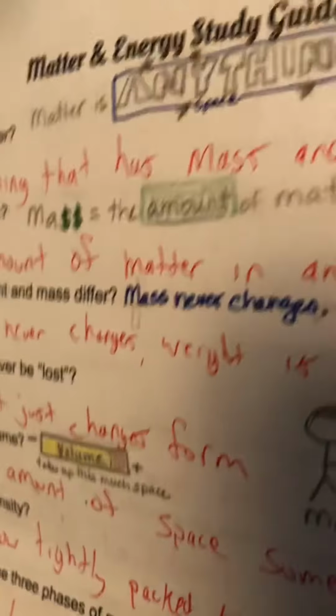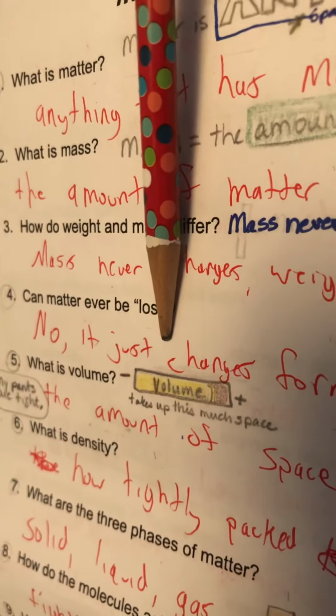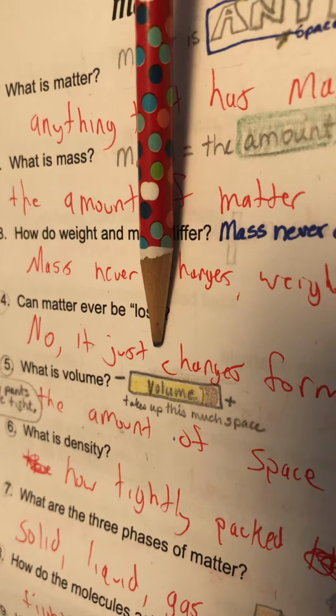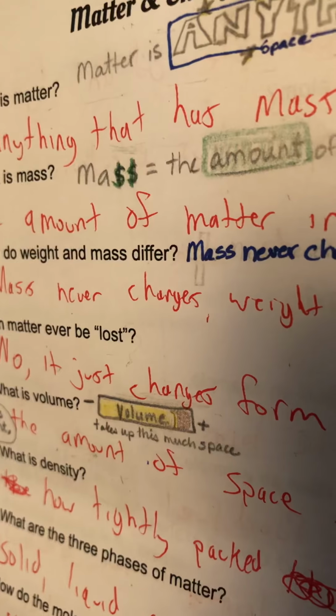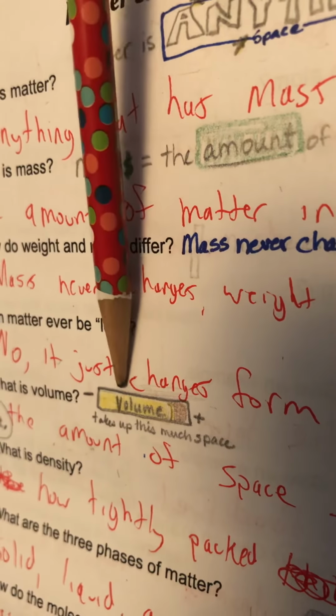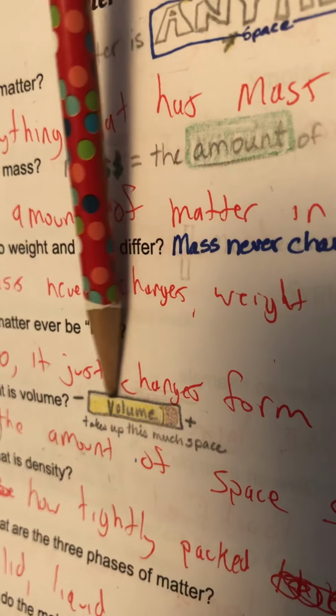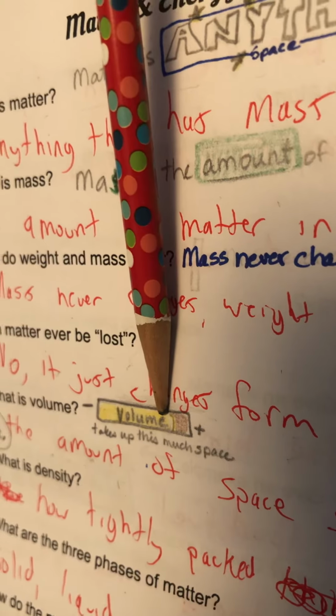Volume. Volume is like on our phone, we turn up the volume. Our last video didn't have very good volume. So volume is the amount of space something takes up. Here's our volume, and you can see that the yellow takes up that much space.